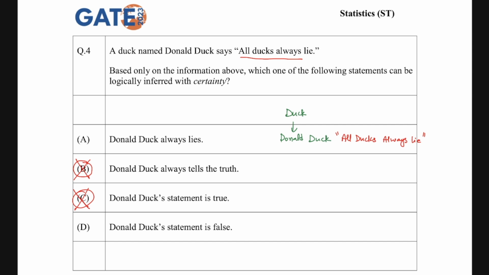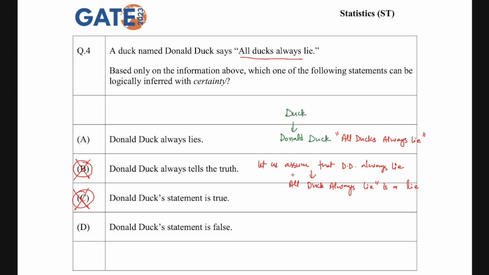See, it's really confusing. I know initially it goes like that, but you have to understand it in this way. You have to first of all consider a statement. Let us assume that Donald Duck, I'm just writing DD, always lies. If he always lies, that means that all ducks always lie is a lie, right?